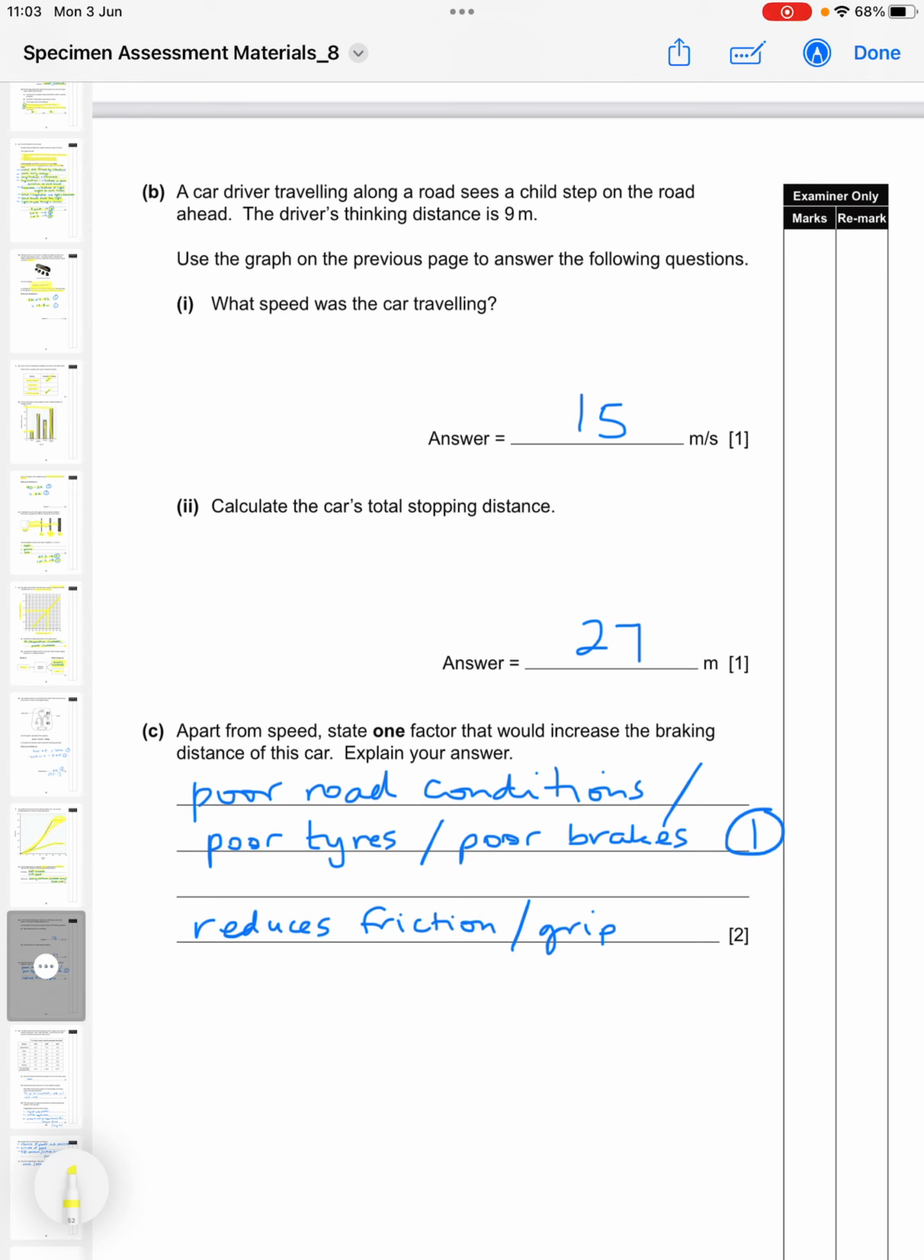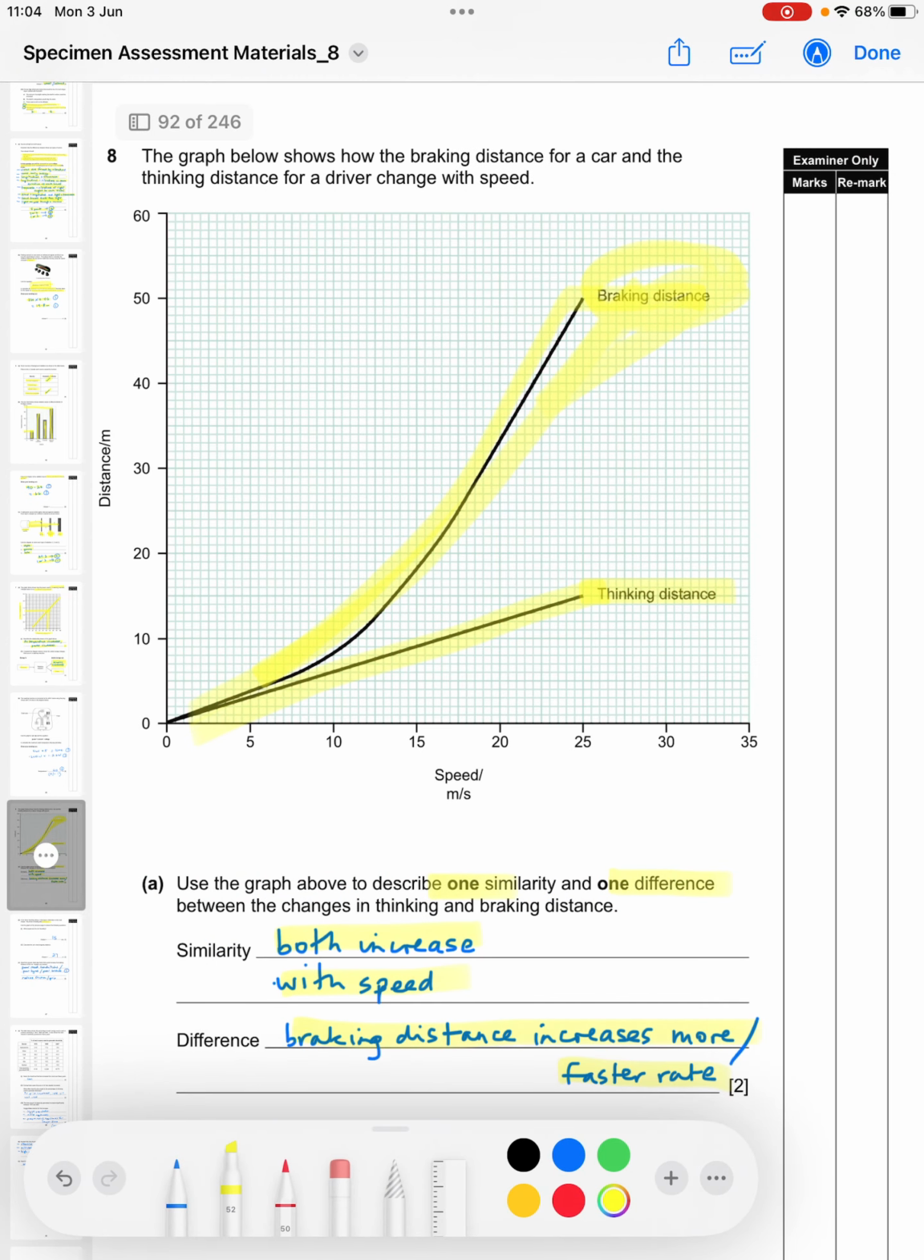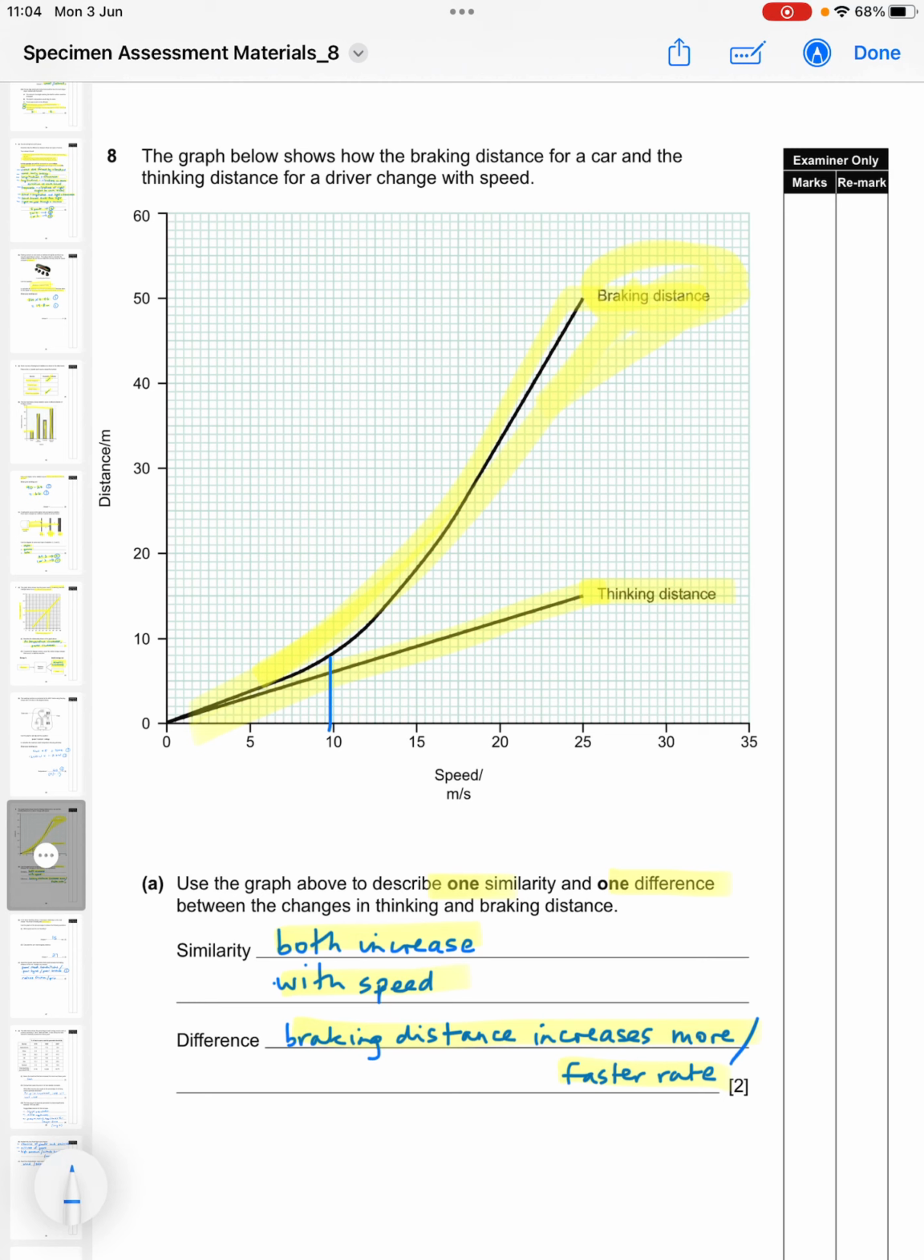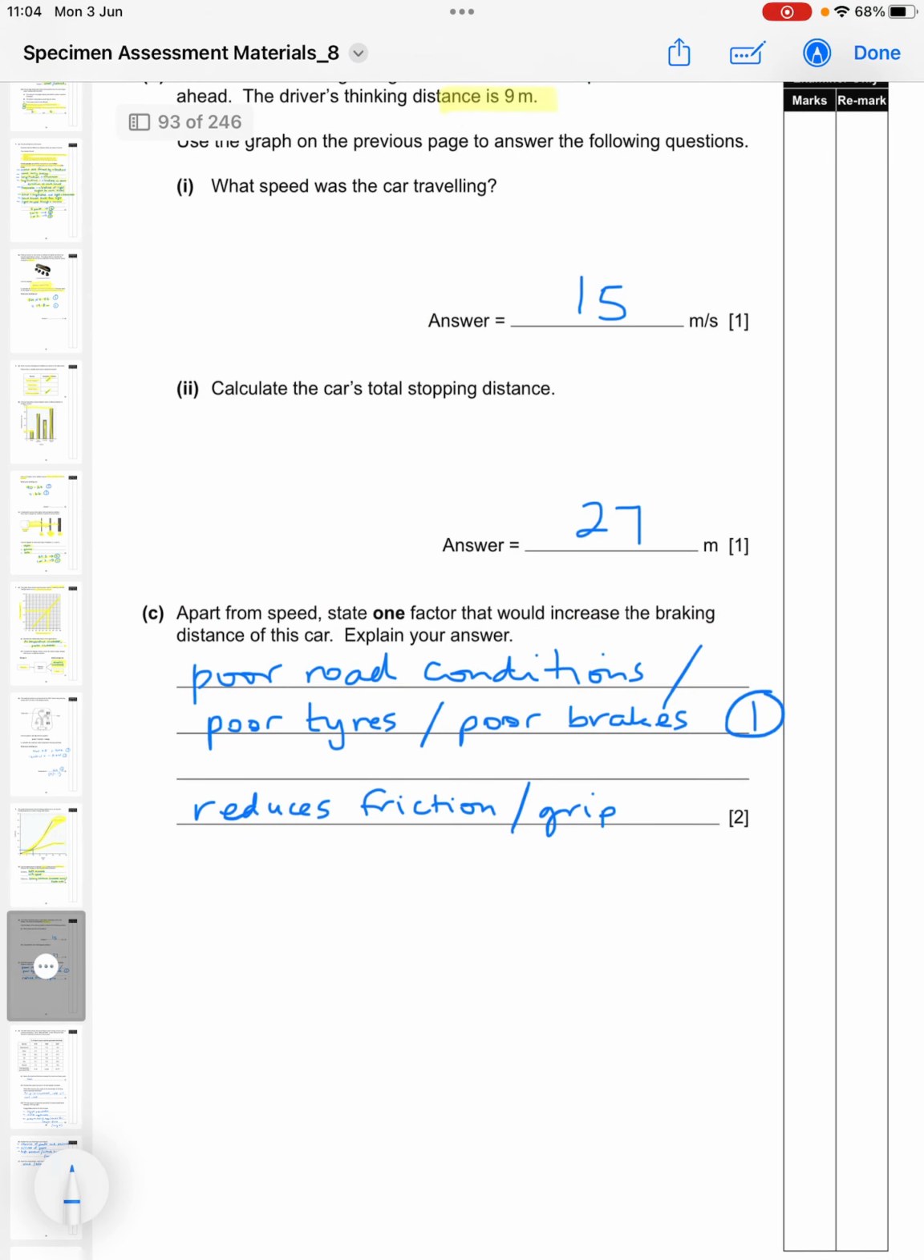Then a car driver travelling along a road sees a child step on the road ahead. The driver's thinking distance is 9 metres. Use the graph on the previous page to answer the following questions. What speed was the car travelling? So the thinking distance is 9 metres. We're going back to the graph, looking at 9 metres and then across. And that gives us an answer of 15 metres per second. And then calculate the car's total stopping distance. So I've written there the answer is 27.